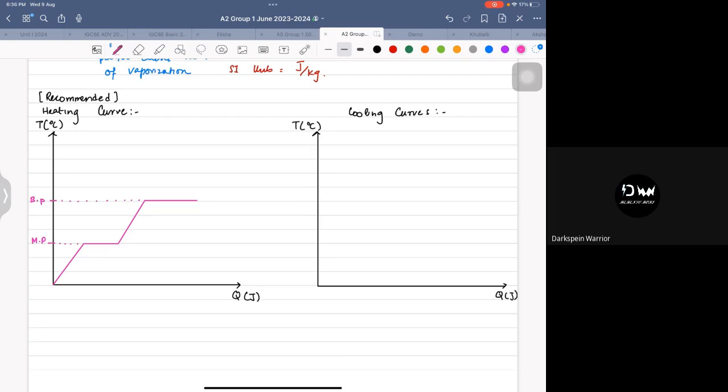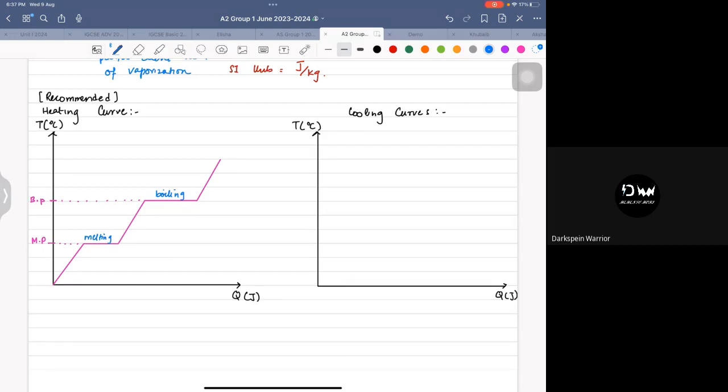So when it reaches boiling point, it will start to boil. Now you see the temperature doesn't change because that's what we've studied just yesterday. And then after boiling, it will continue to rise, and that's it. So in this section, it is melting. In this section, it is boiling. So this is a general heating curve.